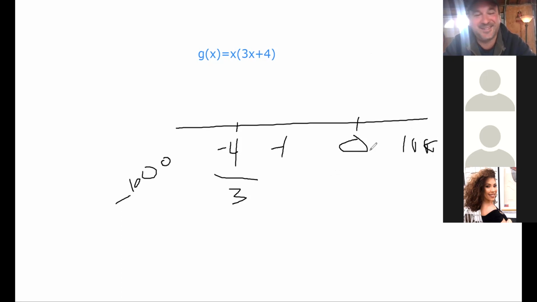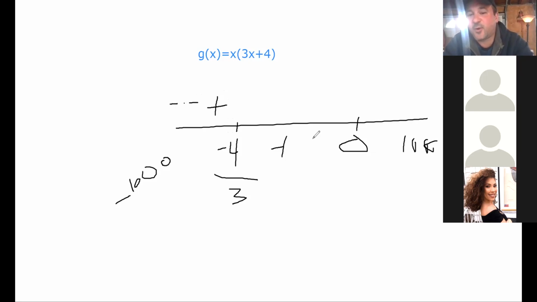All right, so when we plug in negative 1,000, this is why picking big numbers is easy. Negative 1,000 is a negative number. Negative 1,000 times 3 is a negative number, plus 4 is still a negative number. Means we have negative times a negative, which is a positive. So numbers chosen on this side of the graph are going to have positive slopes.